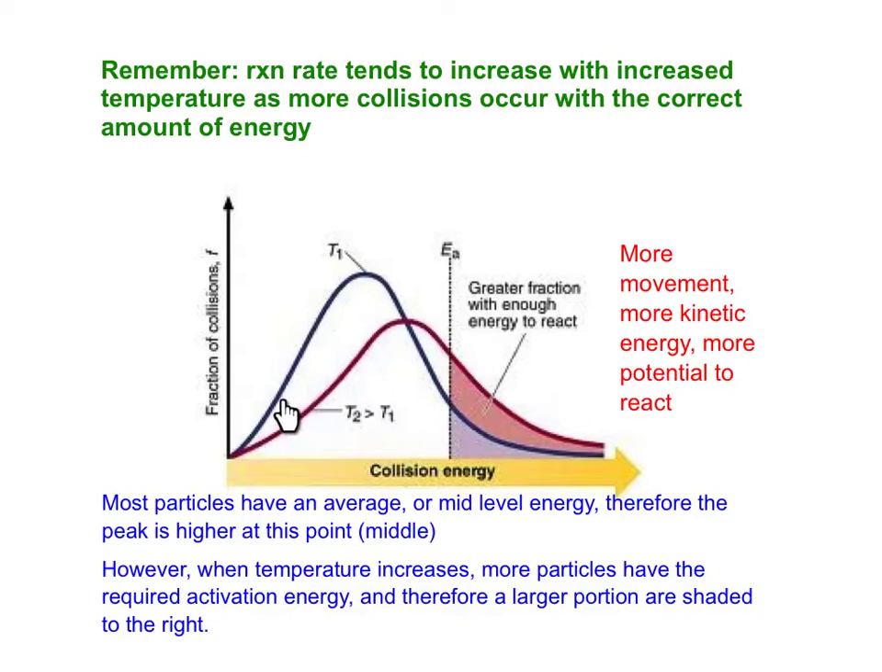Okay, so if we see here, we see a T1 and a T2 curve. It says here that T2 is greater than T1. So most particles actually have mid-level energy, not enough to actually cause a reaction to happen if they collided. The fraction underneath here would show how many particles are able to have an effective collision and produce a reaction. Now when I heat them up, I know it gets lower here at the top, but it just means that more particles are centered closer to having the correct amount of collision energy.